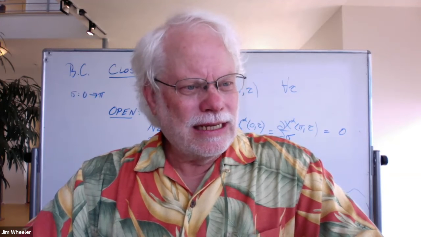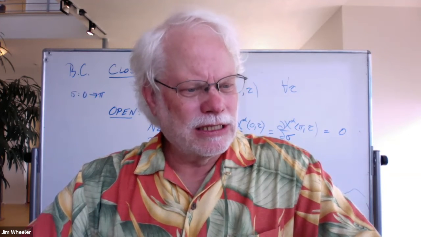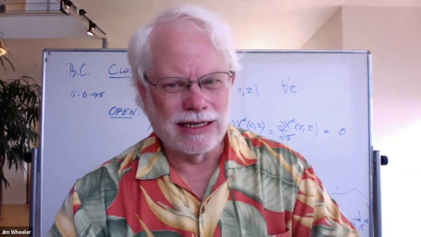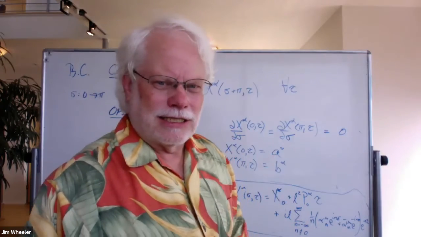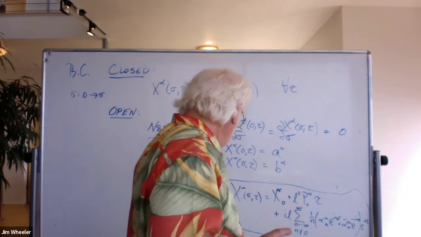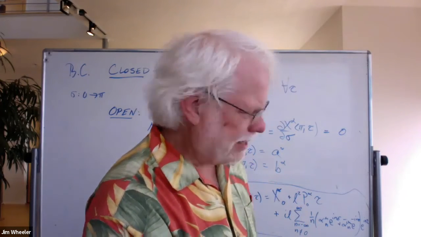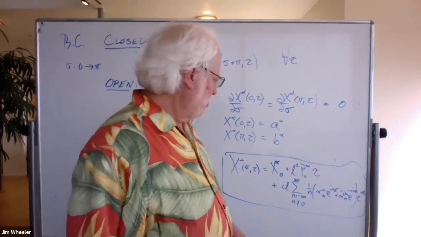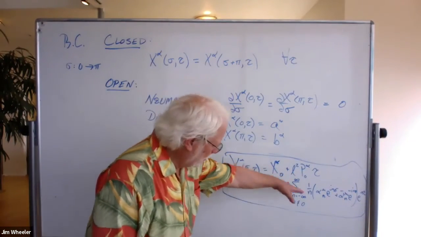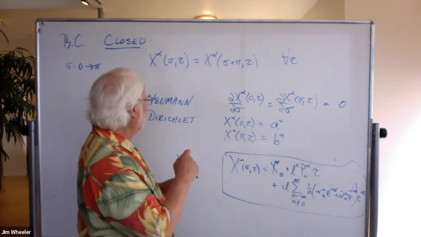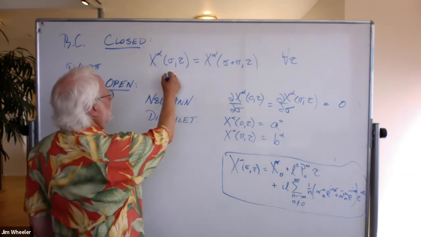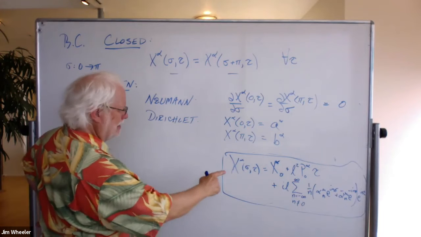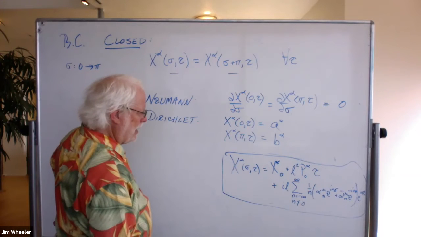So then, what happens with the closed string? This is actually pretty easy because we've done most of the work already. We've imposed the reality condition to get this form. I've already chosen the constants tightly. All we have to do is make sure that this closes if we change sigma by pi.